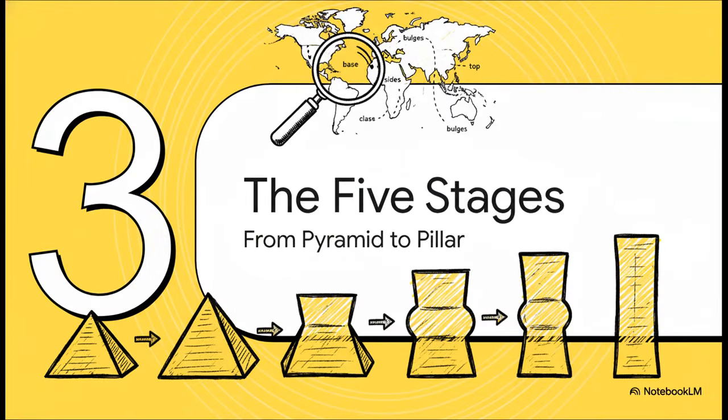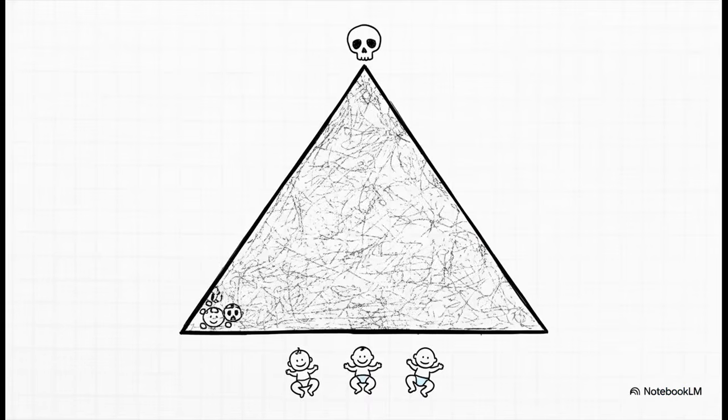Okay, so when you put all these clues together, the base, the top, the sides, and those special bumps, they start to tell a much bigger story. We can actually see how a country evolves over time through 5 distinct demographic stages. A journey that transforms its shape from a true pyramid into something totally different. Stage 1 is your classic pyramid. I mean, it's the poster child.